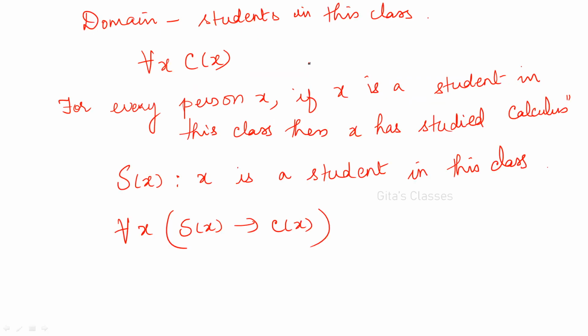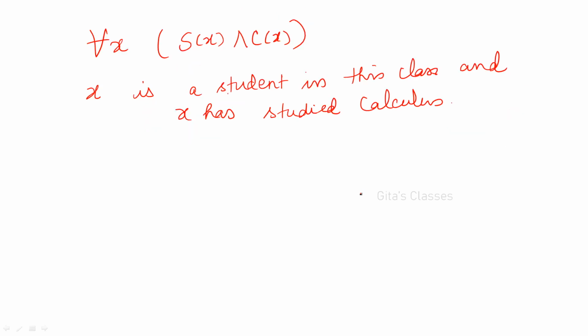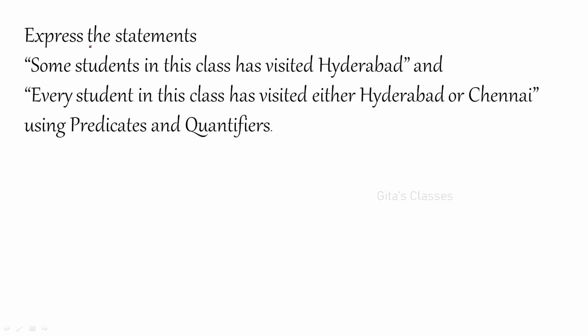So we have to write, if you are considering a person, that if the person is a student of this class, then he or she has studied calculus. Okay, that is the meaning. That's why this is wrong. You are not supposed to have this S of X and C of X. Okay. Next we will see one more example.